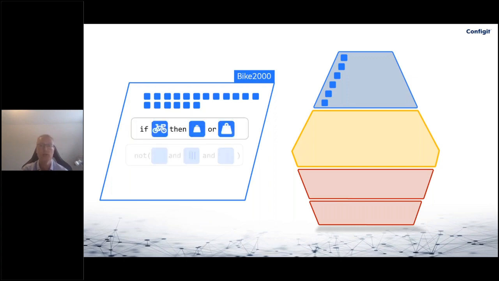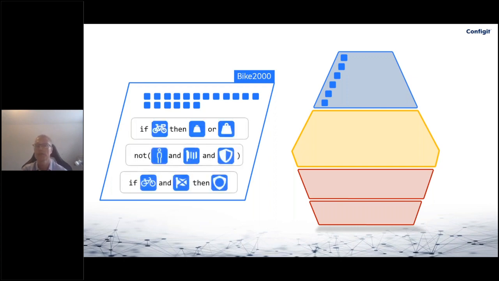Once we have that, we need to add some rules to our configurable module. And the rules here define the valid feature combinations or the valid configurations. So they actually define what it is that we offer to the customer.